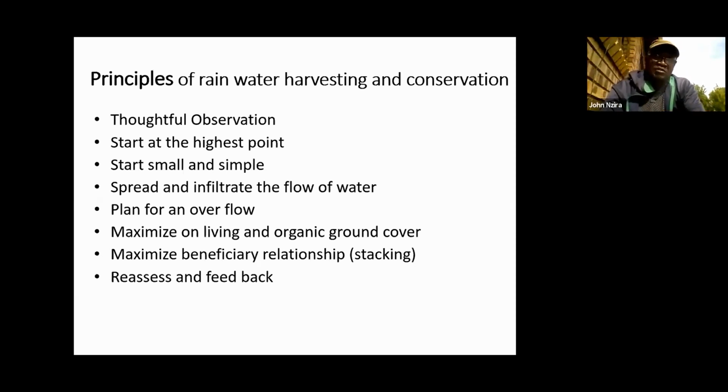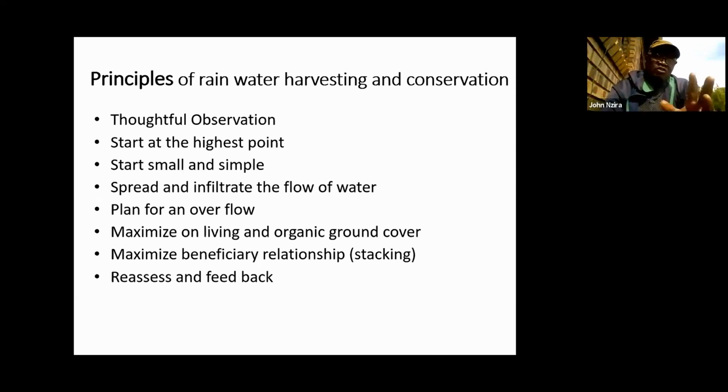Maximize living and organic ground cover. Ground cover is very important in the way we do farming, because ground cover is the blanket of the soil, the cloth of the soil. When you have the cloth of the soil, even the water, when it reaches the ground, is directed into the ground. And this is what is important in what we are talking about, that water should be directed into the ground.